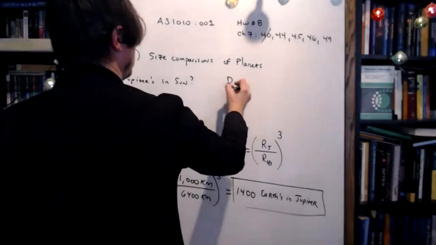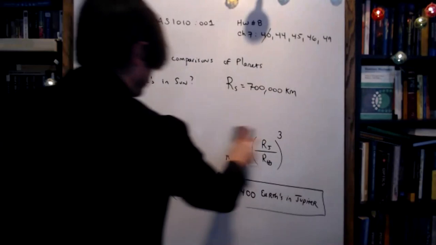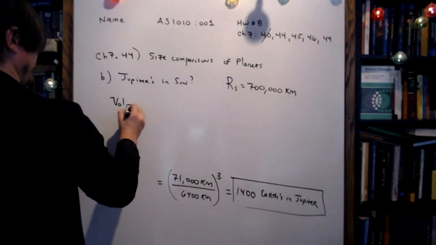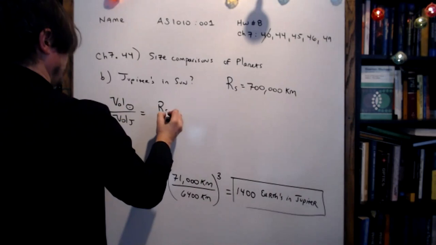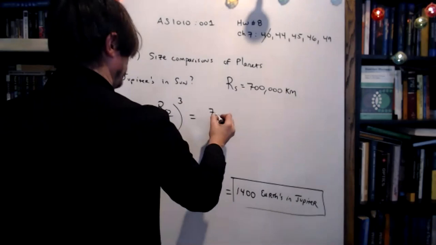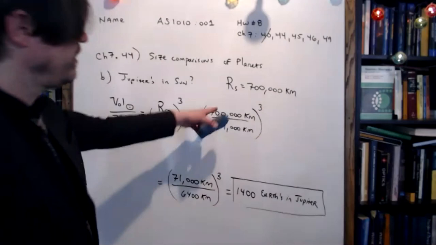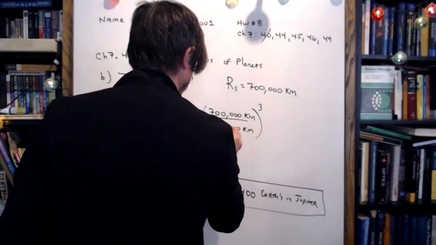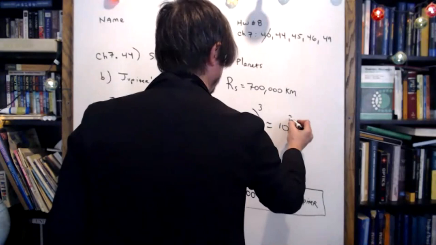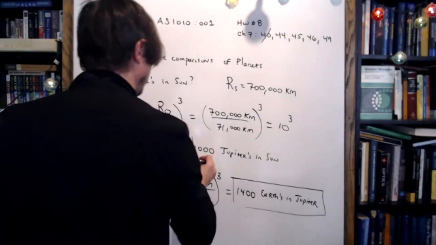Okay, so the radius of the sun is 700,000 kilometers. From our previous result, we can see that the volume of the sun over the volume of Jupiter will go as the radius of the sun to the radius of Jupiter cubed, 700,000 kilometers over 71,000 kilometers cubed. If we call that 70, because we're feeling lazy, then basically that ends up being 10 cubed, or 1,000 Jupiters would fit inside the sun. And that's just doing a sort of order of magnitude estimate.